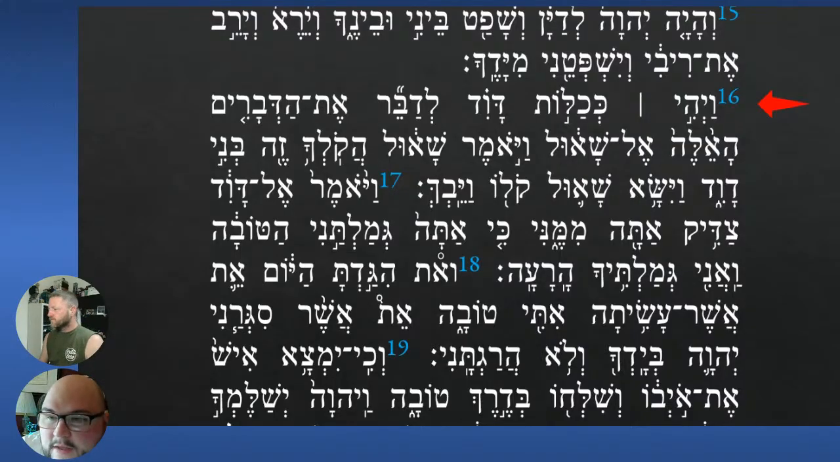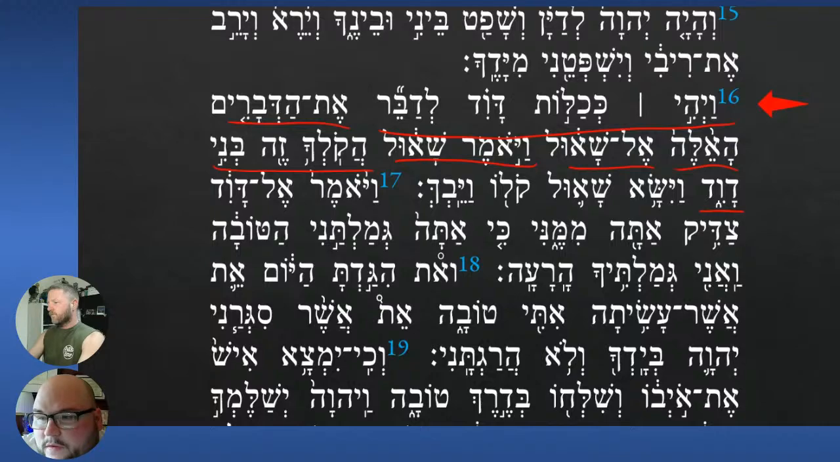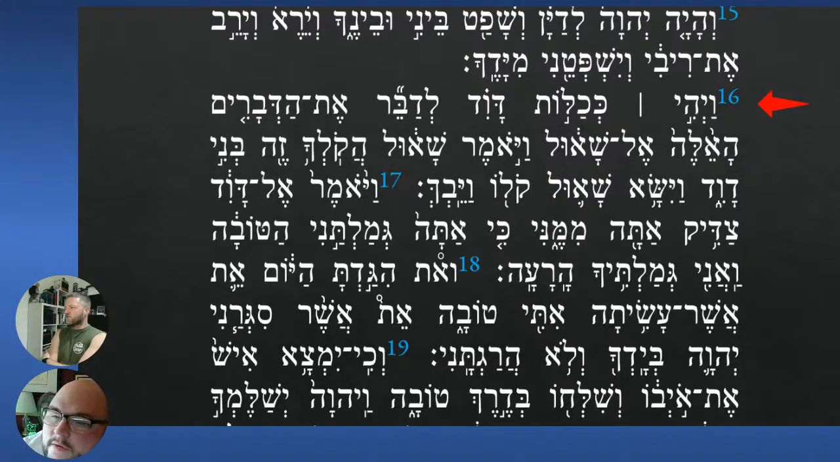All right. Vahi kechalot David ledaber et hadevarim ha'eleh el Shaul, vayomer Shaul, hakolcha zeh beni David? Vayisa Shaul kolo vayevch. Okay, so this is interesting. It seems like if Saul has been all this time under a spell, under possession of an unclean spirit, suddenly he's coming to.